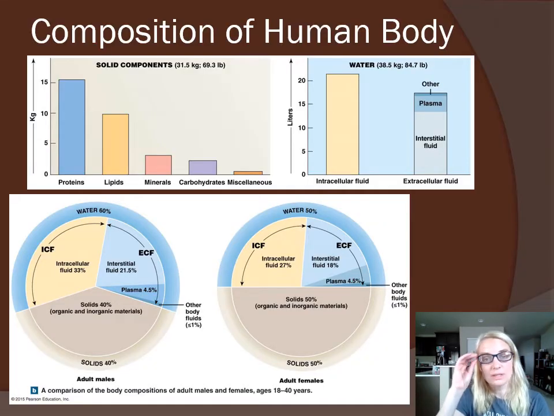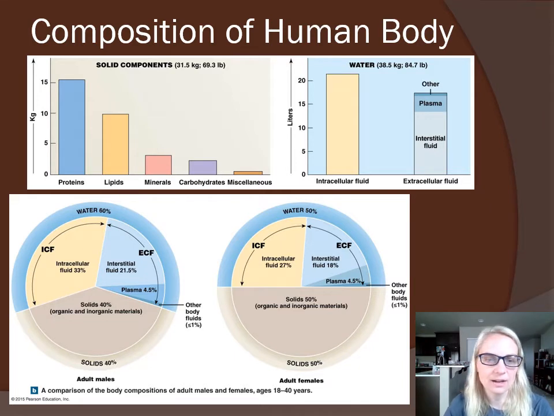Okay, so just some factoids, if you will, about the composition of our body and our different fluid compartments. The bar graphs on the top are showing you the distribution of our solid components. This is actual matter, organic molecules. If we break it down in kilograms, most of our body is composed of proteins, and then lipids, and then minerals like calcium and phosphorus, carbohydrates, and then miscellaneous, kind of like a potpourri mix.